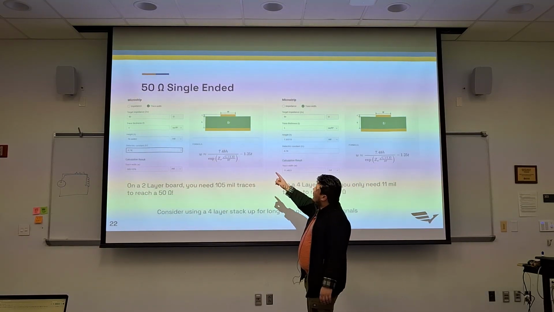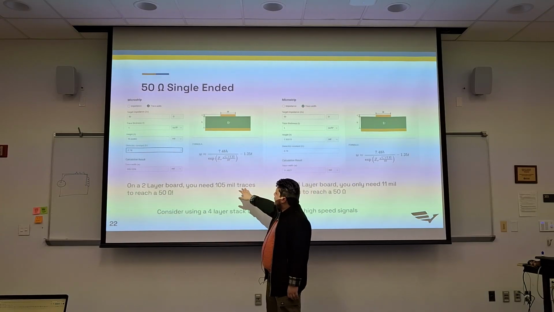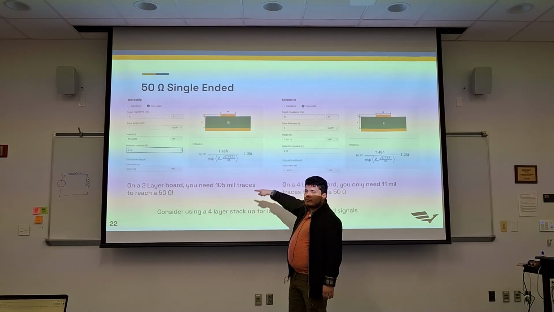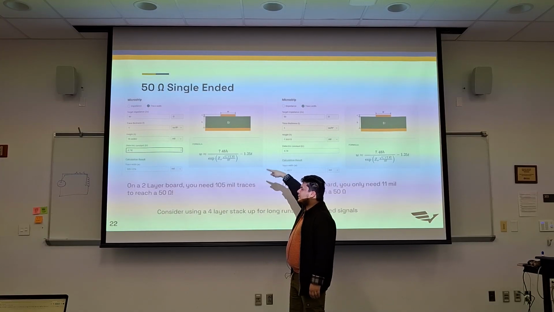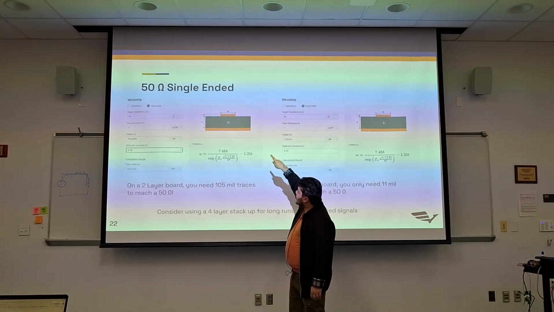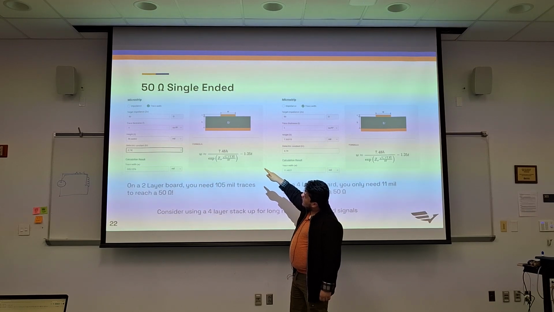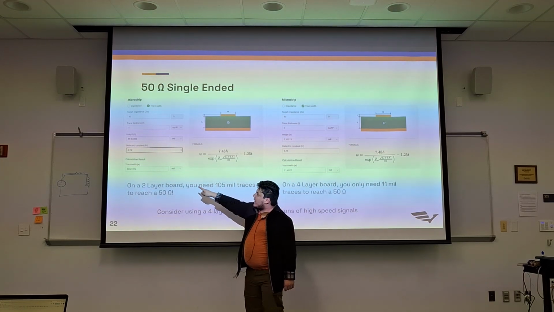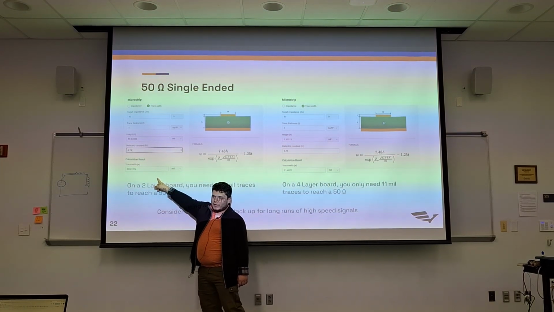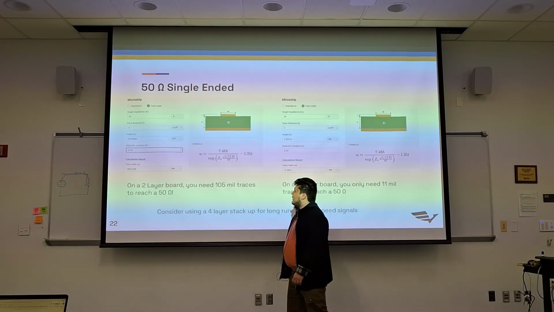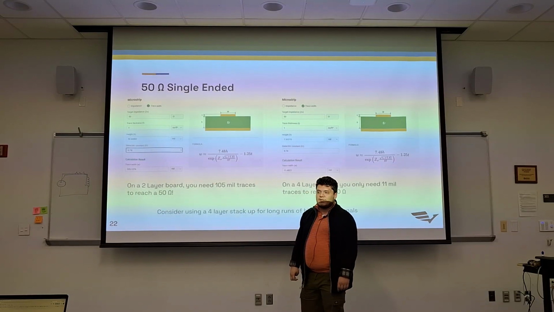Basically telling us on this one, the 2-layer board, the one that had a 62 mil, or technically it was a 59 mil gap between your top layer and your reference layer, in order to meet a 50 ohm target impedance, you need your track to be 105 mils wide. That is huge. That is 1/10 of an inch, right? And so that's pretty much unfeasible.